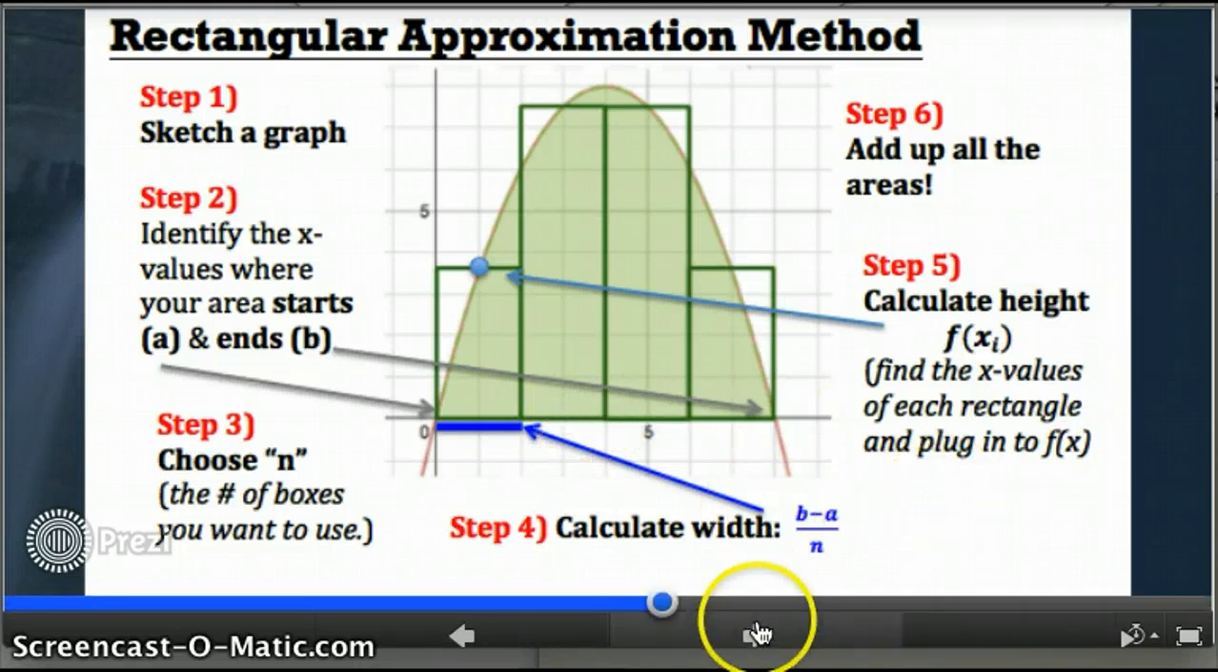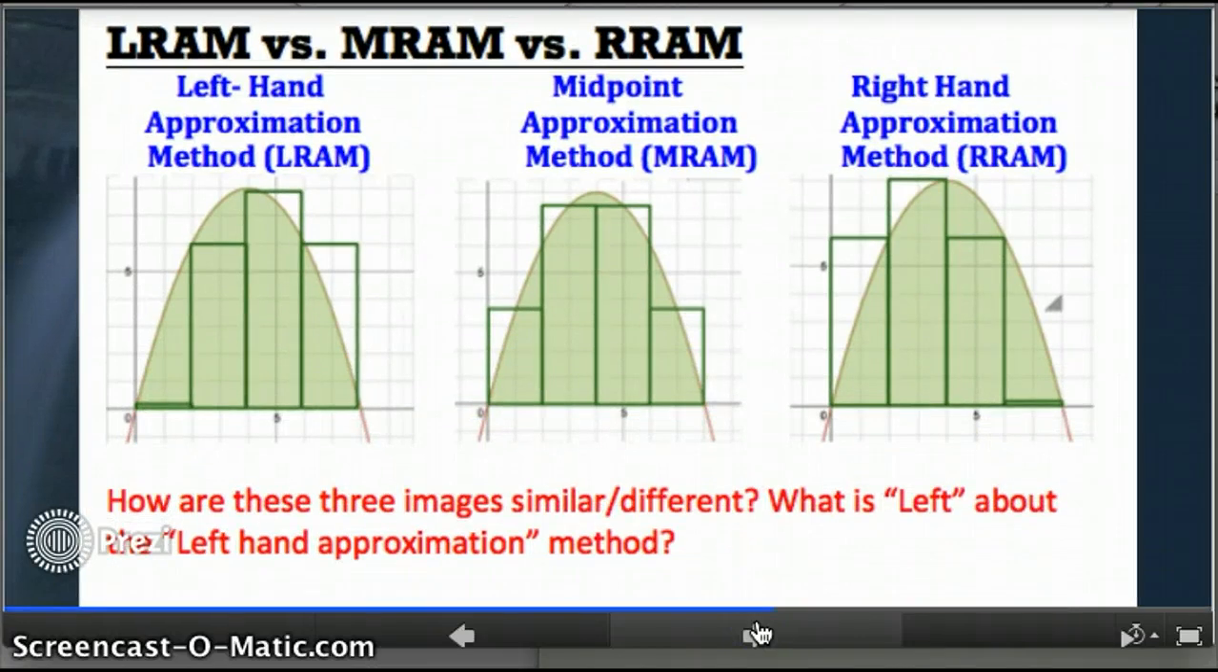There's actually 3 different ways that you can choose the height of your rectangles. These 3 graphs all represent the same parabola we were just working with, and they represent 3 different kinds of approximations. This one's called the left-hand approximation, this is called the midpoint approximation, and this is called the right-hand approximation. Look really carefully at each of these graphs and the way the rectangles are drawn. How are they similar? How are they different?